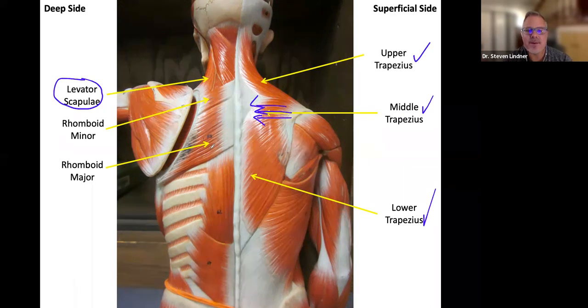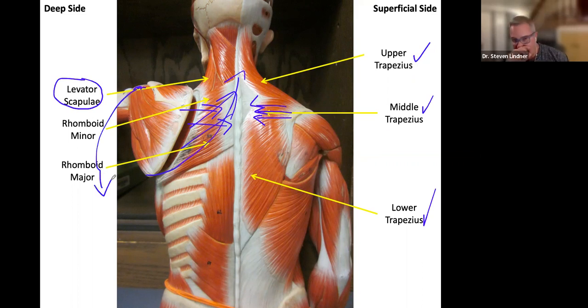And then rhomboid minor and major, they adduct or retract the scapula. But because these fibers run upward in this direction, it pulls the inferior angle upward, which brings the glenoid cavity downward. So since the glenoid cavity is the reference point, we call it downward rotation. So the rhomboids adduct and downward rotate the scapula.